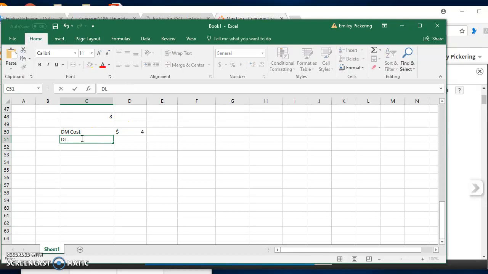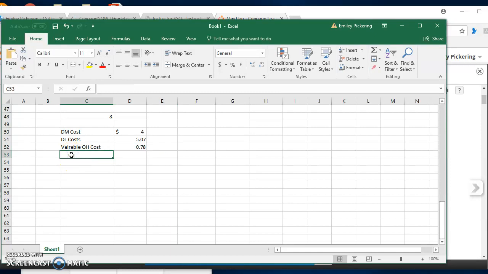For my direct labor costs, same thing. Total cost of 101,400, and I'm going to divide it by the total number of units, which is 20,000. So $5.07. And then I have my variable overhead cost. That cost is 15,600 divided by the 20,000 units, 78 cents.